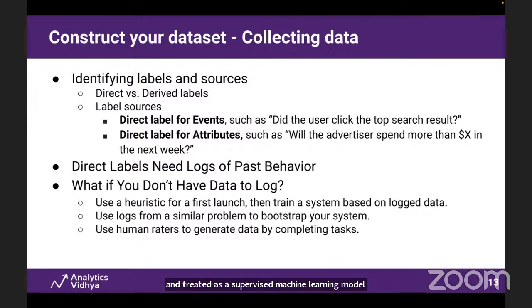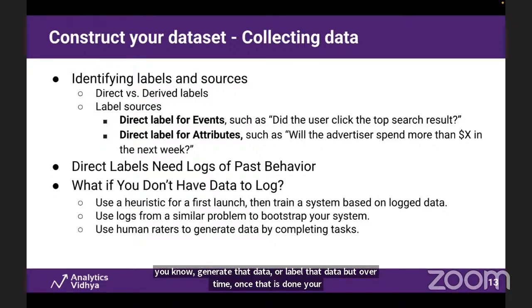But there are always cases when you don't have access to all that data. Then what do you do? Maybe heuristics would be an approach, where you launch based on a heuristic approach for the first launch, and then as you gather the data and learn more about it, you train the system on log data. You can use logs for a similar problem, or you can even use people initially to generate or label that data. Over time, once that is done, your data set would be rich enough.